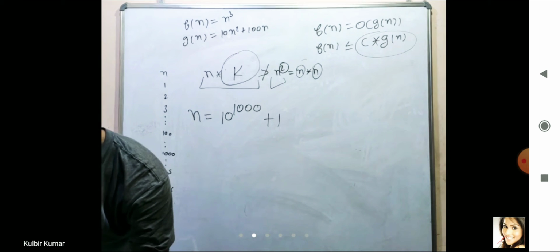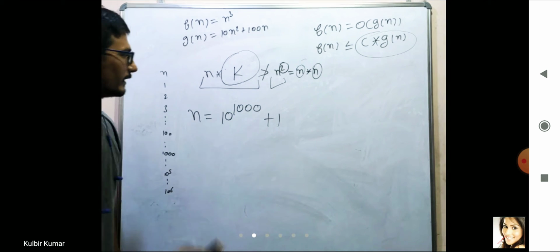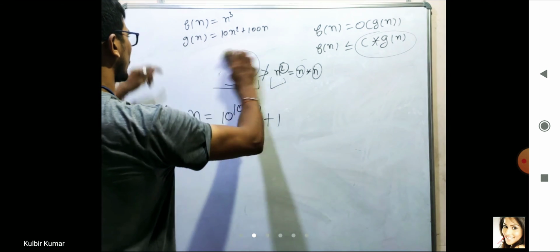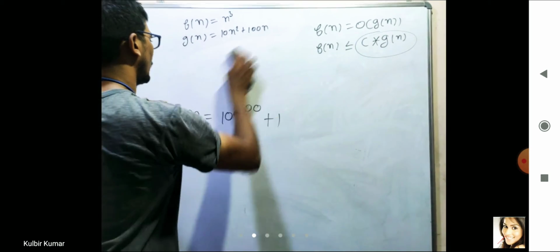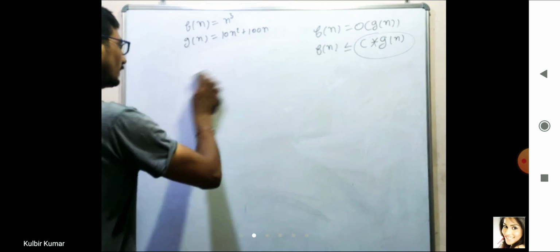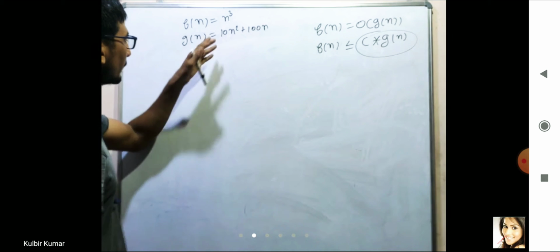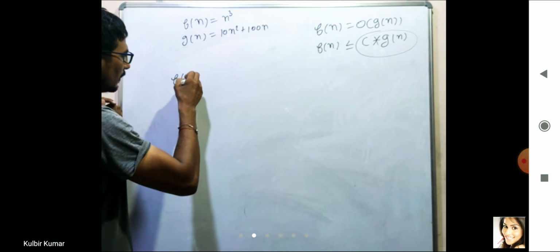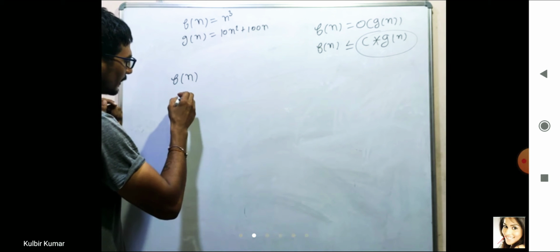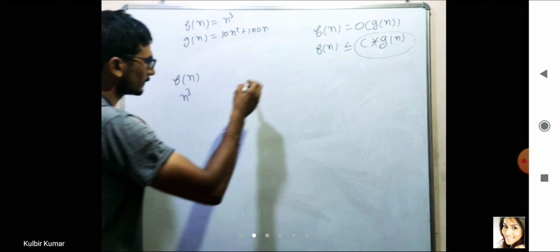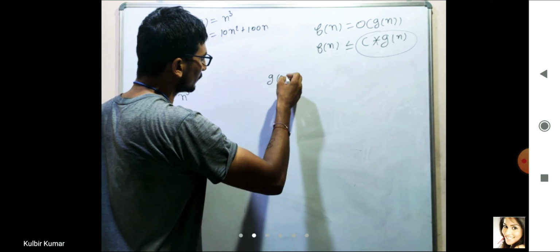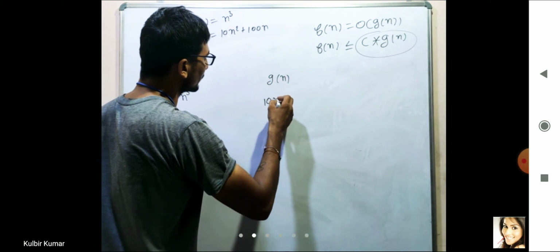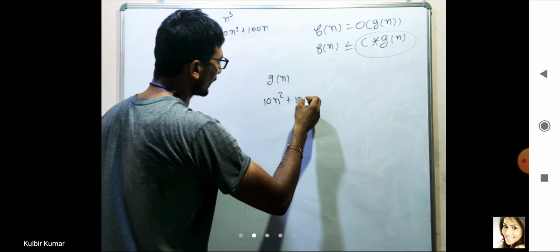Okay, fine. So let us see the next thing. I have to come to this function. So what is the function here? It is n cube. F of n is nothing but n cube. Let me write this function here, n cube, and this is my function g of n. So g of n is nothing but 10n square plus 100n.